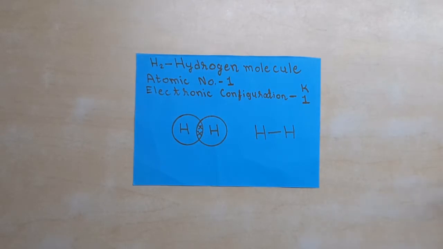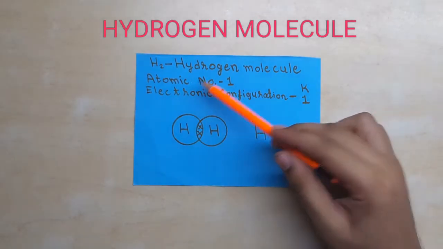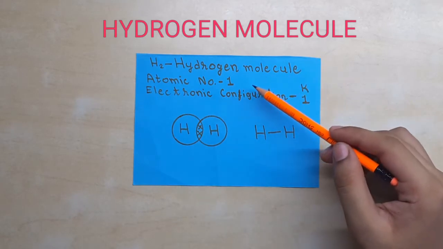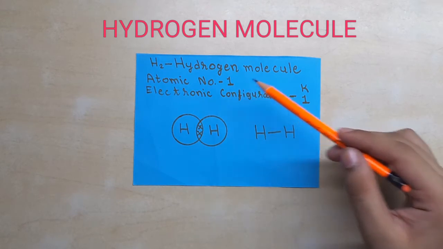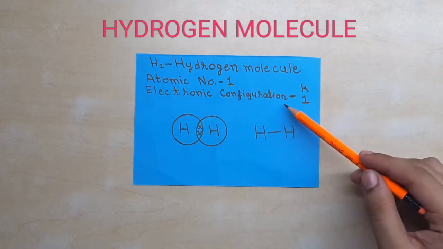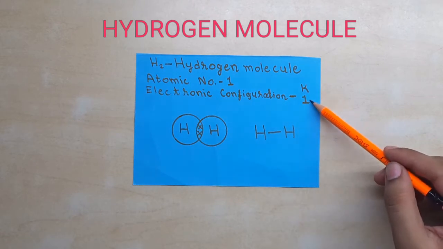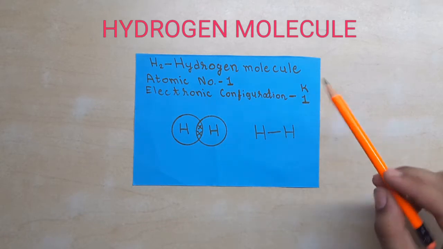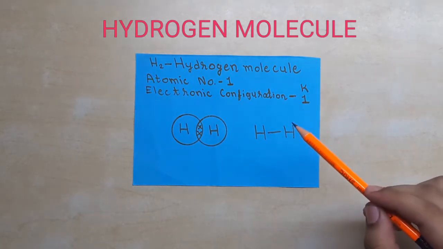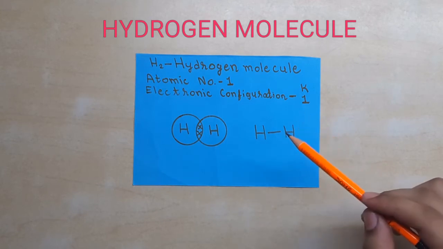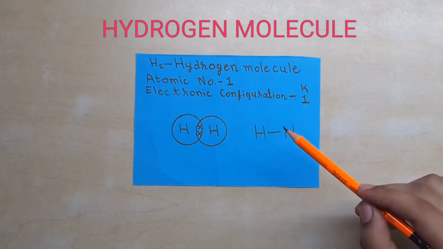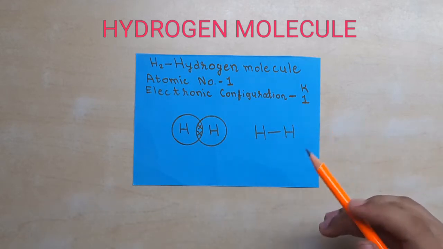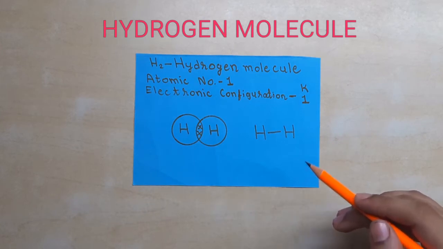Let us first see the formation of H2 or hydrogen gas or hydrogen molecule. Atomic number of hydrogen is 1. Electronic configuration of hydrogen is 1 electron is present in K shell. Now, hydrogen needs one more electron to fill the K shell completely, that is, to complete its duplet. Thus, two hydrogen atoms share their electrons to form a molecule of H2.